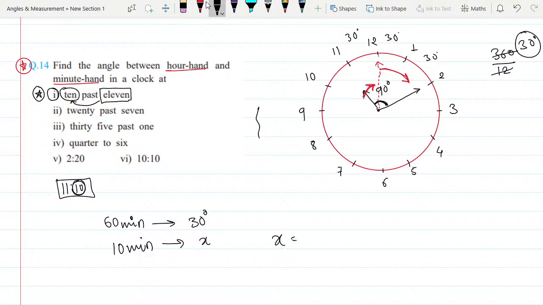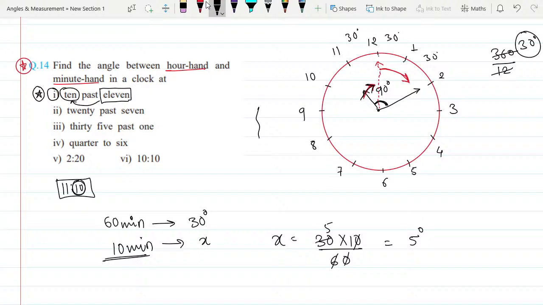So x is equal to, simply do cross multiplication. It's 30 into 10 divided by 60. Okay, so 6 cancels here, 6 times 5, so it is nothing but 5 degree. That means for this extra 10 minutes my hour hand is rotating by 5 degree in the clockwise direction. In the clockwise direction.